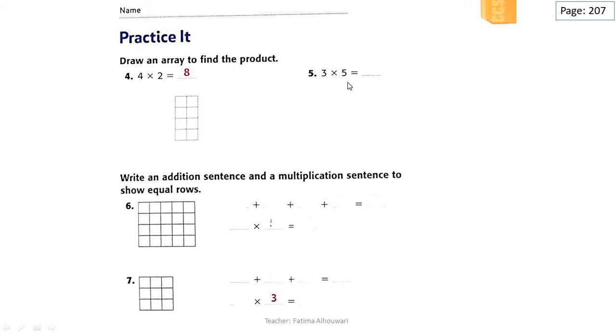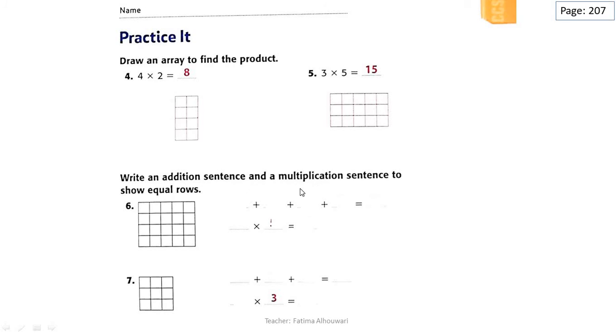3 multiplies 5. So we will draw an array of 3 rows with 5 tiles, just like this. And the product is 5, 10, 15. Excellent, grade 3. Let's see question number 6.